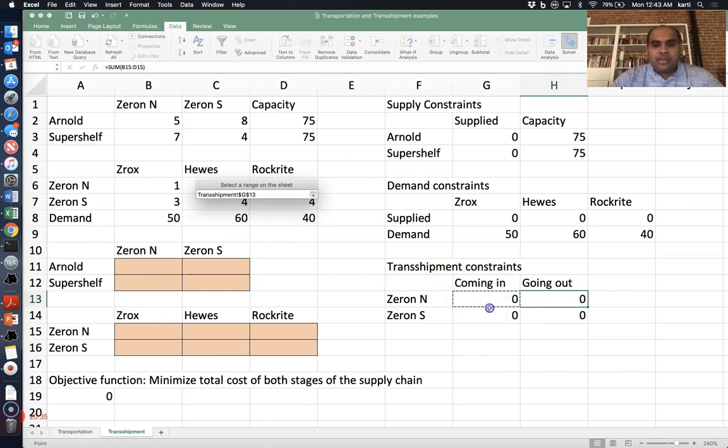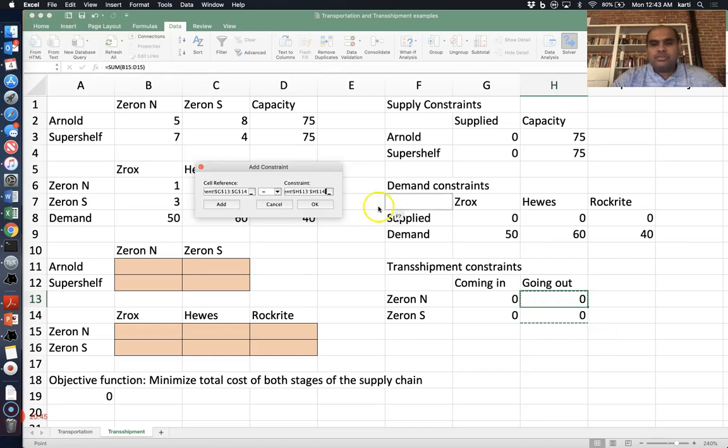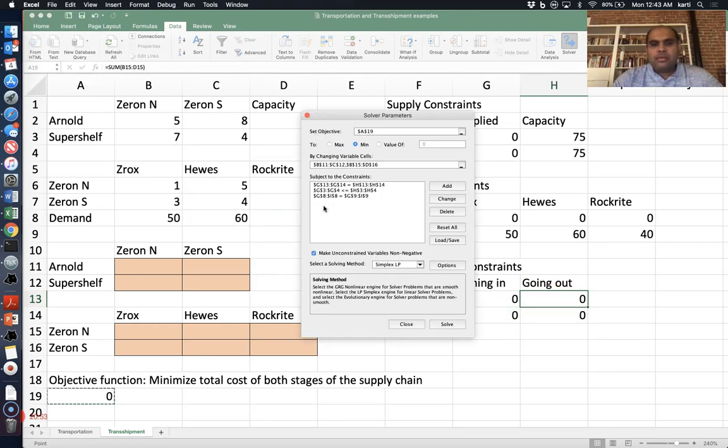So everything coming in to the locations Ohio North and Ohio South should be equal to everything going out of the locations Ohio North and Ohio South. So G13 equal to H13, then G14 equal to H14. Then I'm going to click OK.